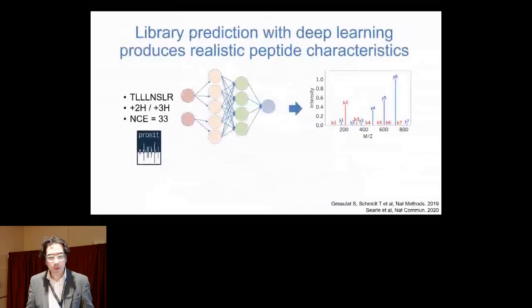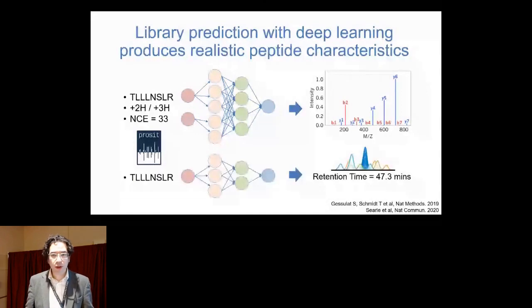So one way to do this was a method developed by the Wilhelm group in Munich, called Prosit, which is a tool that we use quite a lot in the lab, where you take peptide sequences and precursor charges and collision energy settings in the mass spectrometer, and you feed them into a deep learning neural network, and then it produces spectra for those peptides. And they've built two networks, one for predicting the fragmentation patterns for these peptides, and another network for predicting the retention times for these peptides.